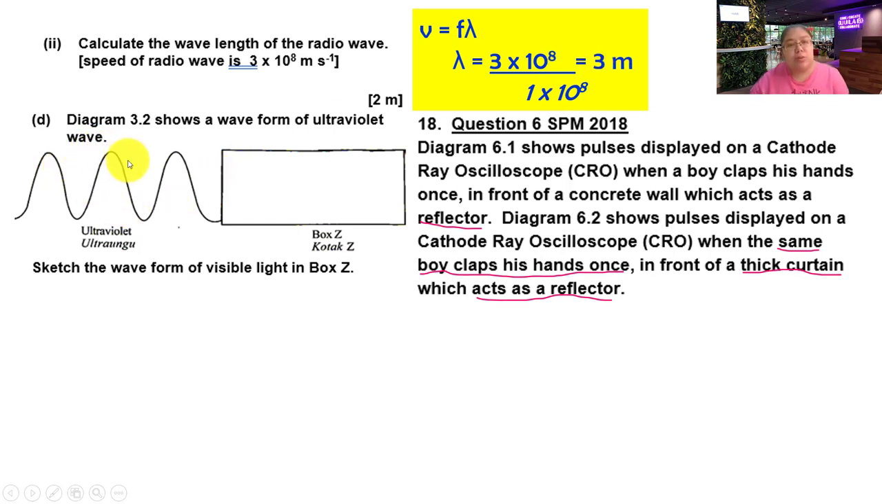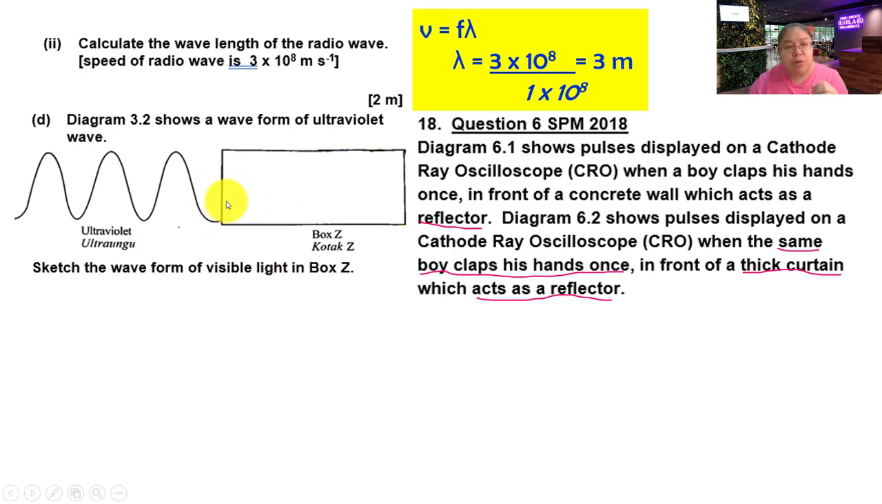Okay, D, they show about the UV light. This one is UV, ultraviolet. After that, box X is a visible light. Which one first? Must be visible first, after that is UV. So visible, the wavelength should be longer and the frequency becomes smaller, because we arrange by radio, then micro. Radio should have the longest wavelength, and the wavelength becomes smaller until gamma, where the wavelength is very, very short, but the frequency is very high.